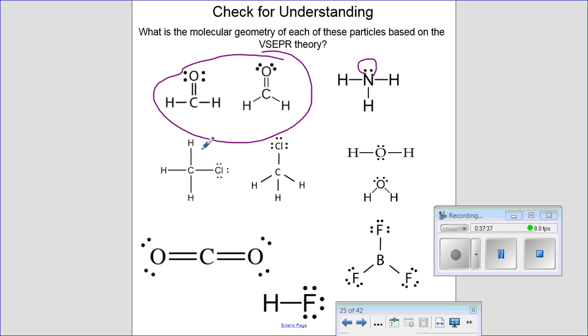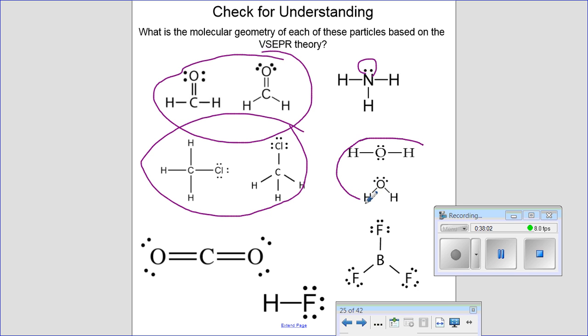Next, I have CH3Cl. You can draw it like this, or you can draw it like this, and this chlorine can be in any of these positions. It doesn't matter. I have 1, 2, 3, 4 bonded atoms in each of these, and no lone pairs of electrons on the central atom. So it's a tetrahedral shape. So these are tetrahedral.